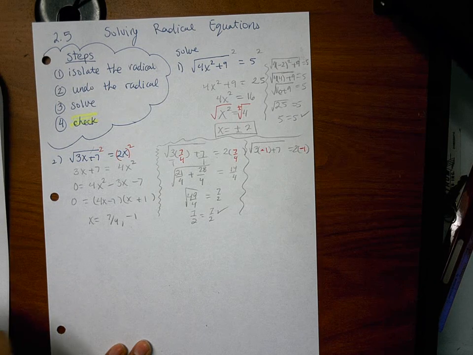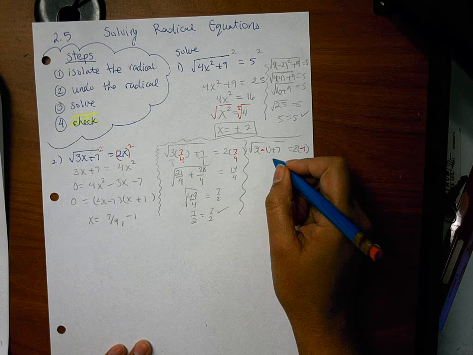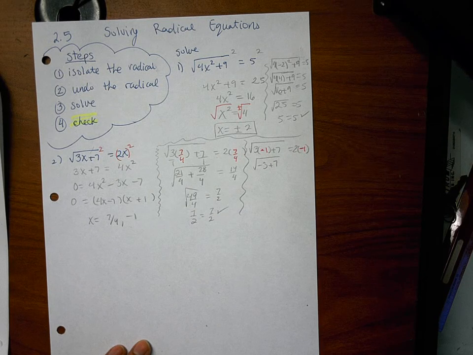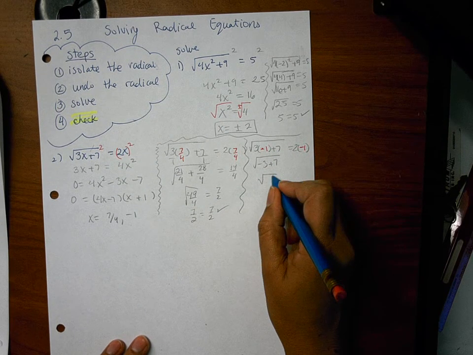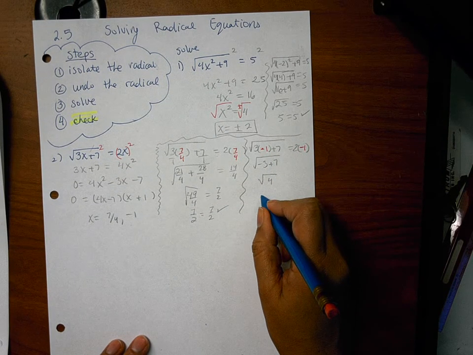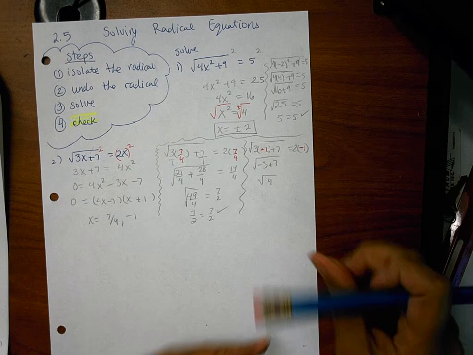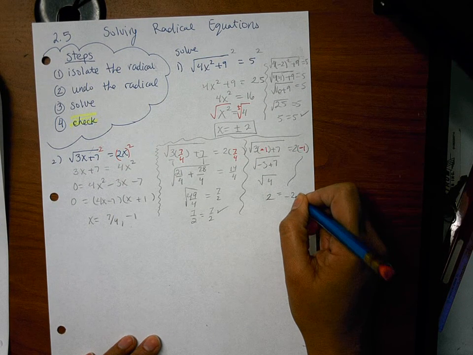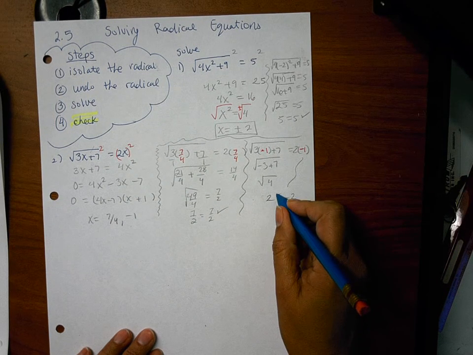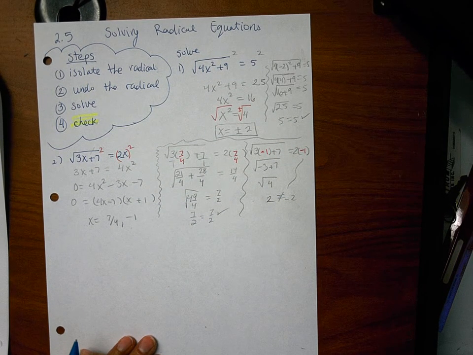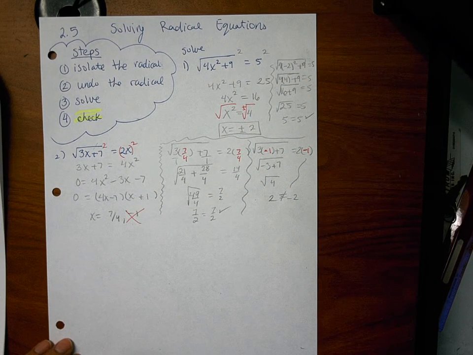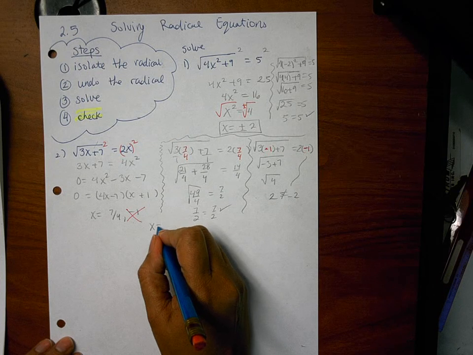-1, -1. 3 times -1 is -3 plus 7. -3 plus 7 is 4. Square root of 4 is 2. Equals 2 times -1 is -2, and those do not equal each other, which means we have an extraneous solution. This one right here is not going to work. Our only solution is 7/4.